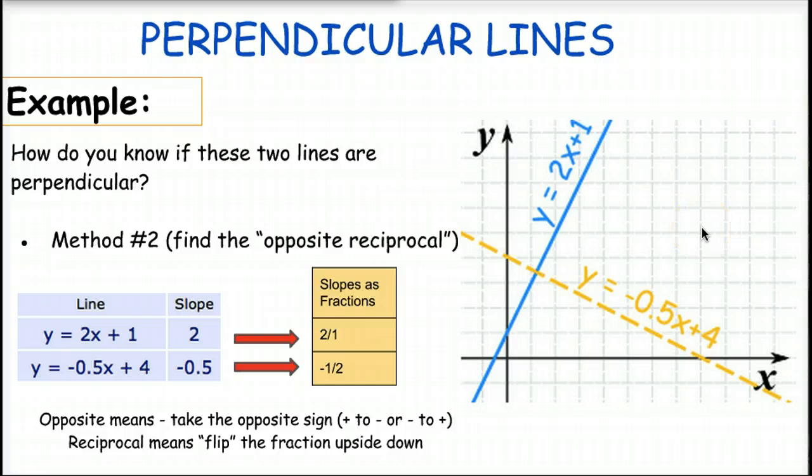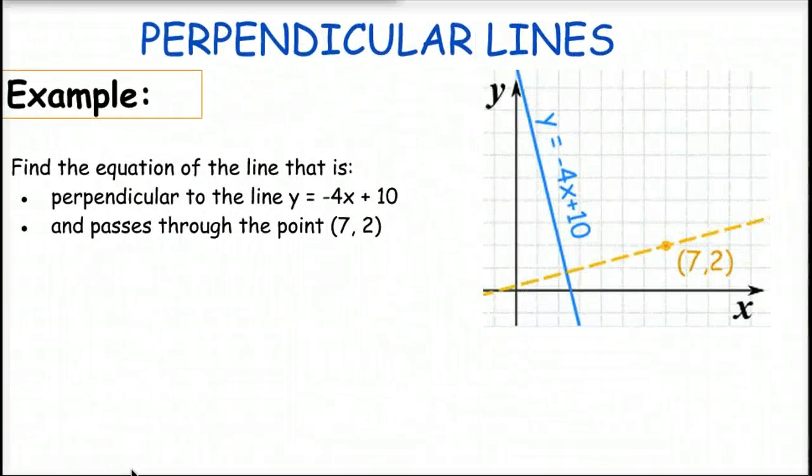And then we always will take the slope, flip it upside down, and that should give us our other slope. So, opposite reciprocal. Let's look at an example. We want to find the equation of the line that is perpendicular to this line, y equals negative 4x plus 10, and it's passing through this point (7, 2).